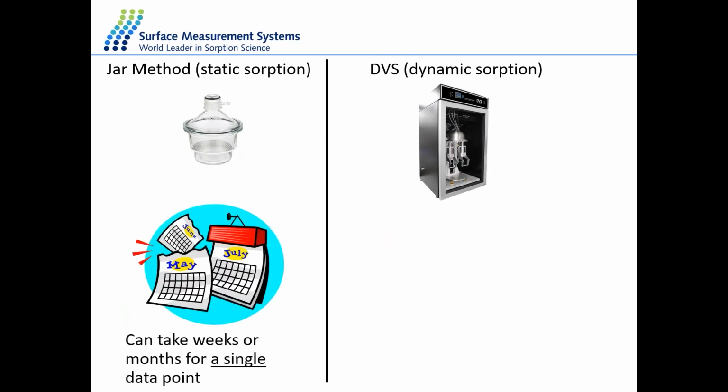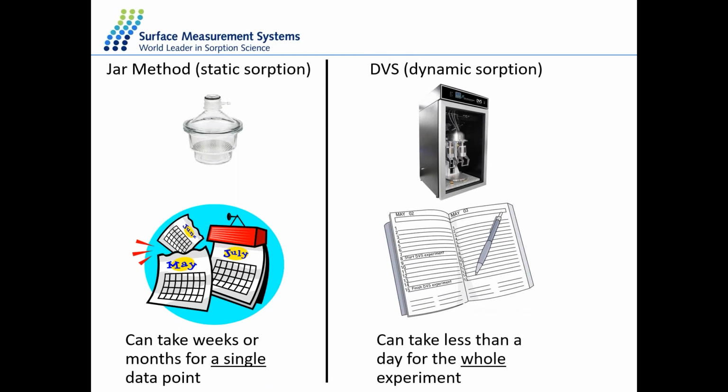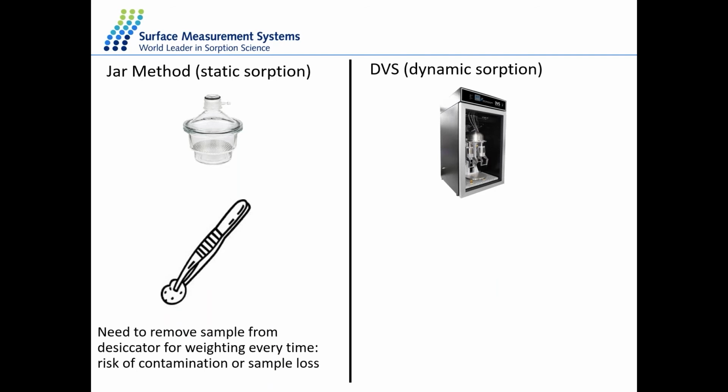This obviously makes a significant difference in the amount of time required for the sample to reach equilibrium. But there is also another factor that we have to consider. The jar method requires the user to remove the sample and put it on a balance and put it back into the desiccator. That can expose the sample to different conditions of temperature and relative humidity, different positions of the lab, and it also introduces an extra variable, which is the time required to remove the sample from the desiccator and put it back in.